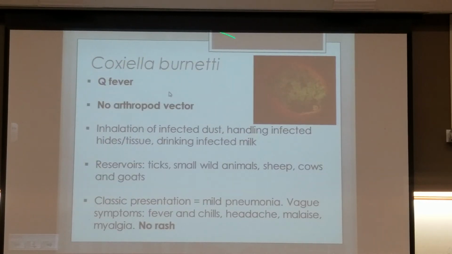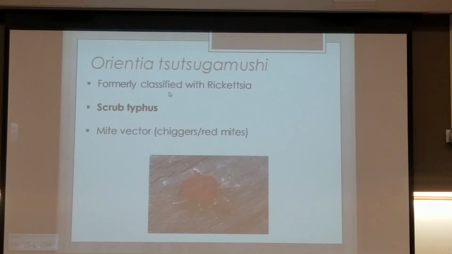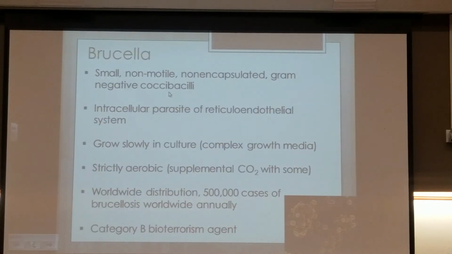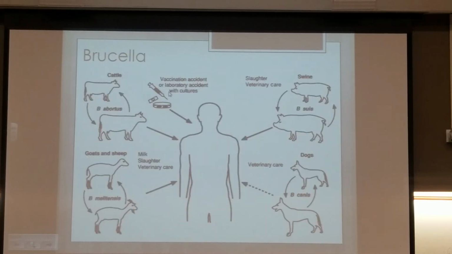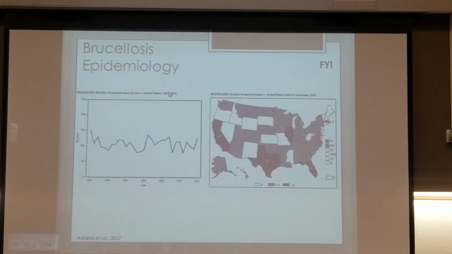Be aware of this one, out of the rickettsiaceae, it's a kind of outlier because there is no vector with this one and it doesn't cause a rash. So remember why Coxiella burnetii is different than the other members of the rickettsiaceae. And this one, just be aware, scrub typhus. Brucella, intracellular parasite. Just be aware of which species can be pathogenic.